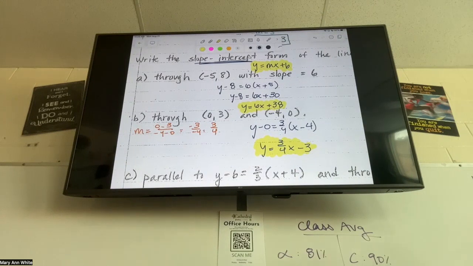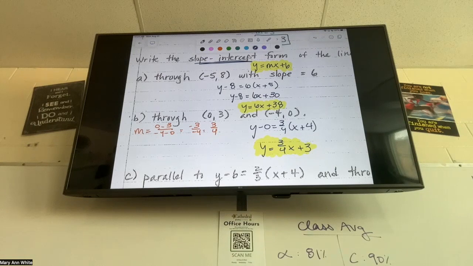Why is it supposed to be positive? It should be, that should be a plus, right? That x should be x minus -4, which should be plus. Good catch, thank you.